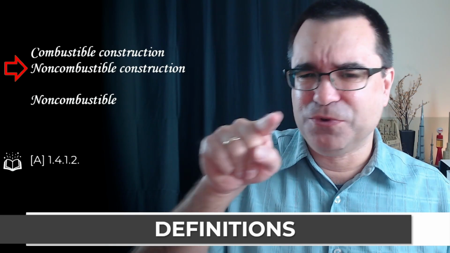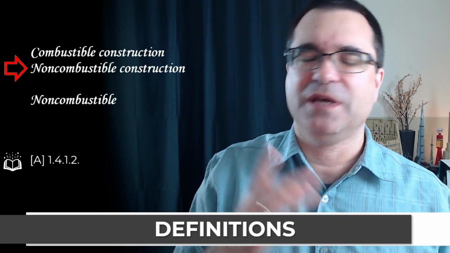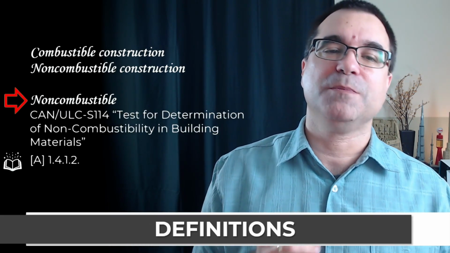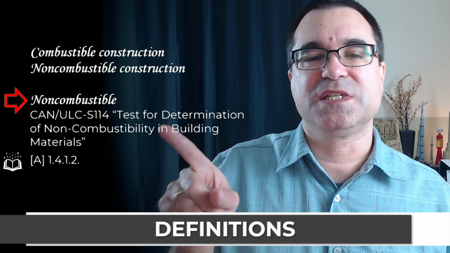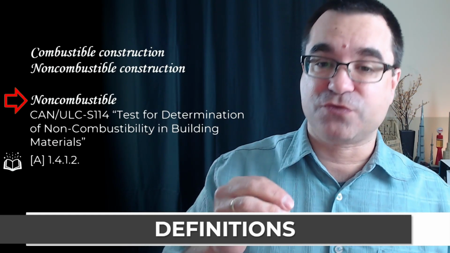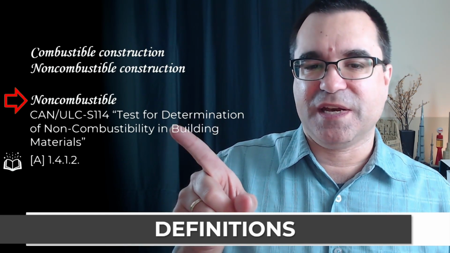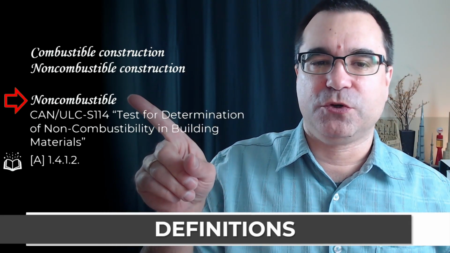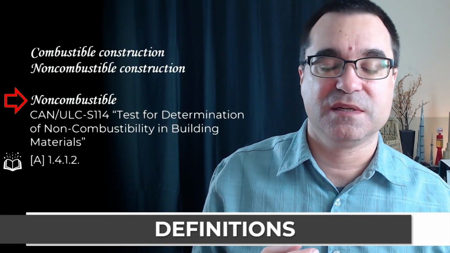We're kind of still not defining. We're using another definition to define the previous one. Okay, maybe here. What is non-combustible materials? Non-combustible materials are those materials that are identified through this test, according to standard CAN ULC S114, the test for determination of non-combustibility in building materials. So there is a test, and this test helps define whether that material is non-combustible material or a combustible material, I guess.